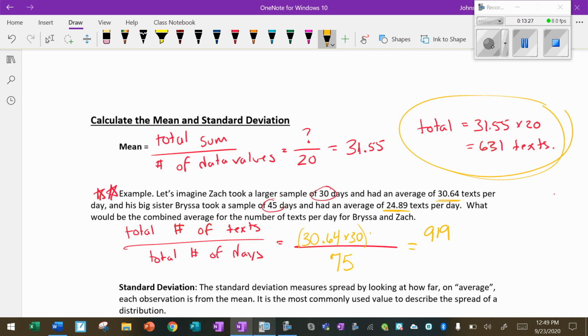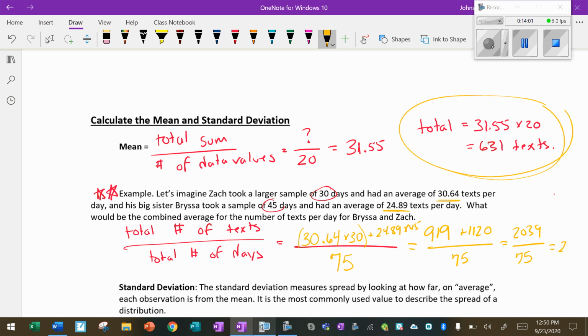And for Brissa, she had an average of 24.89 over 45 days. 24.89 times 45. That gives her 1,120. So now we have the total number of texts for Zach, the total number of texts for Brissa. And so 1120 plus 919 is 2,039 divided by 75. And now you have a combined average.